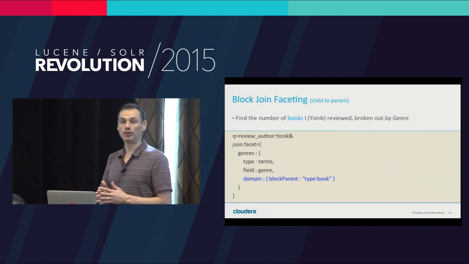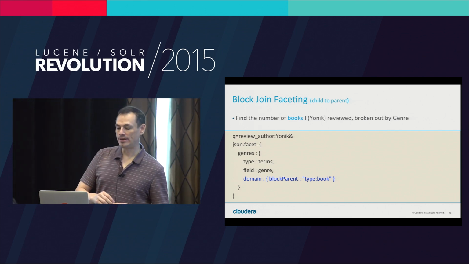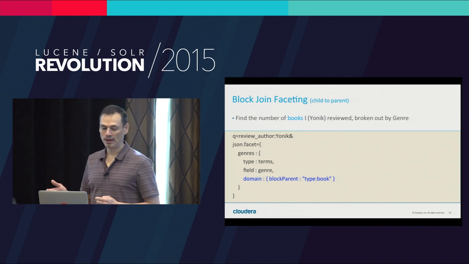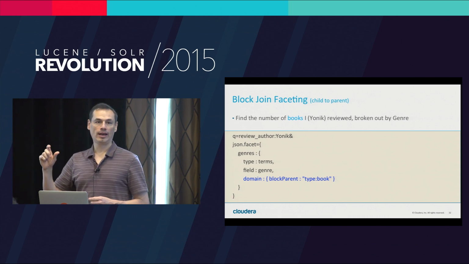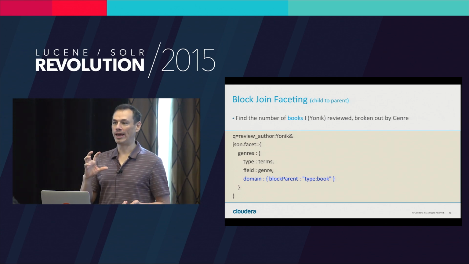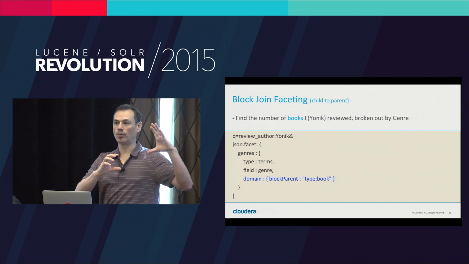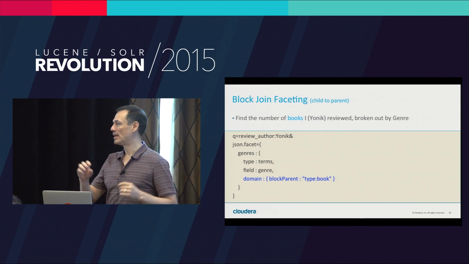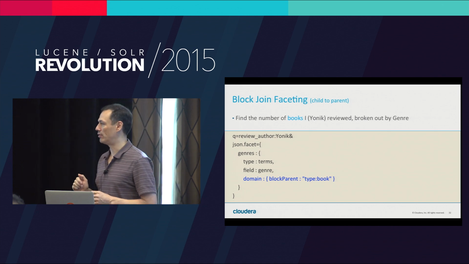So now this is how we worked it into the new facet API. If I wanted to find the number of books that I reviewed broken out by genre, here's one example of how I can do that. We have our normal terms facet, but now we have this new domain keyword. And it's called domain because we're switching the domain. Normally you start with a domain and you pick a subset out of it. That's the normal way. This type of operation can completely change the domain that you're working over.